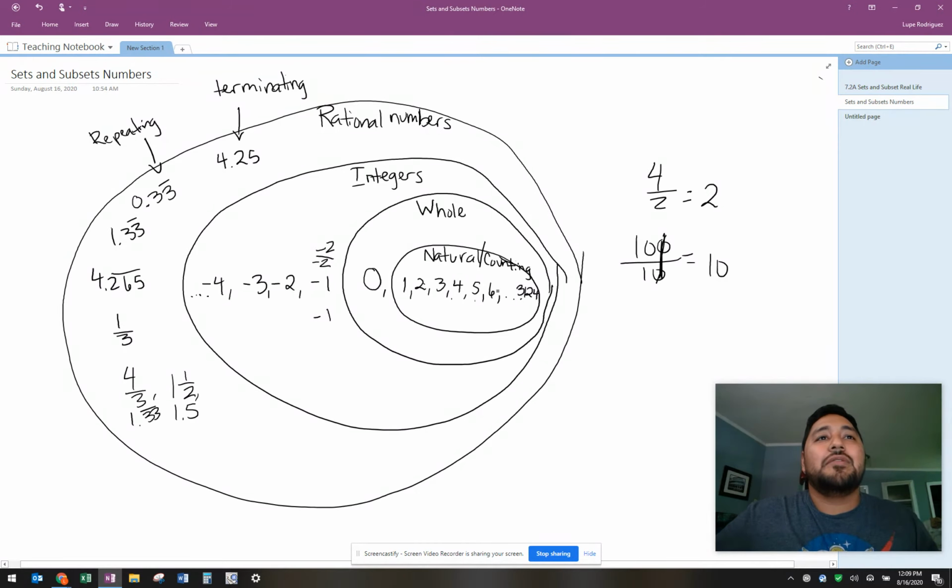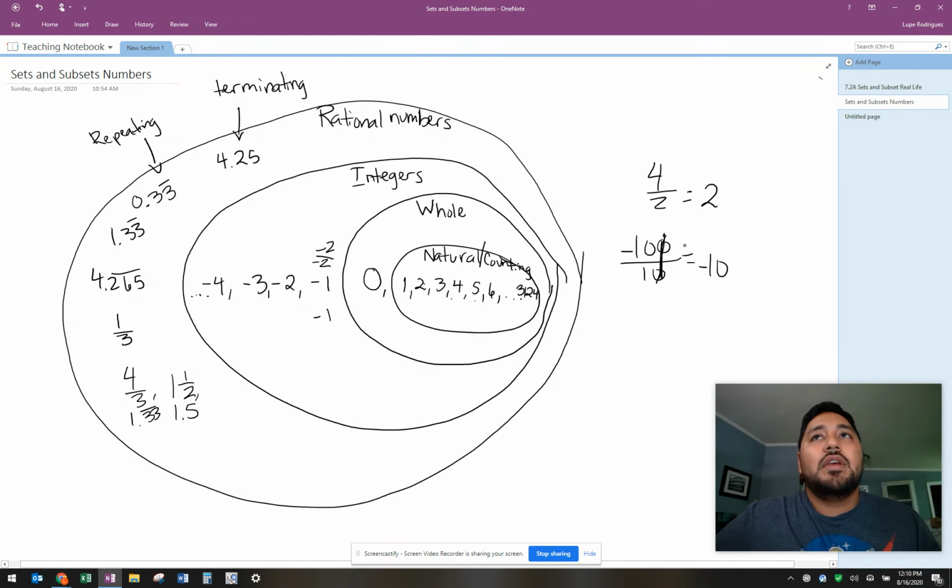A counting number. But if it had -10 over 1, or -100 over 10, that would be a -10. And then that would not go in natural or whole numbers. It would then be considered an integer. Okay?